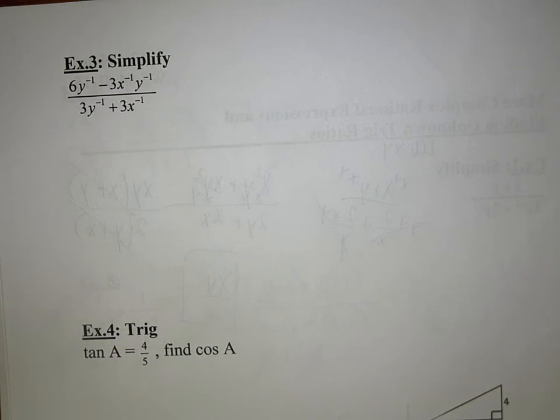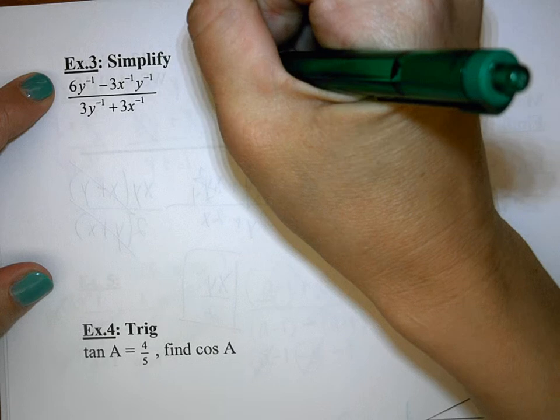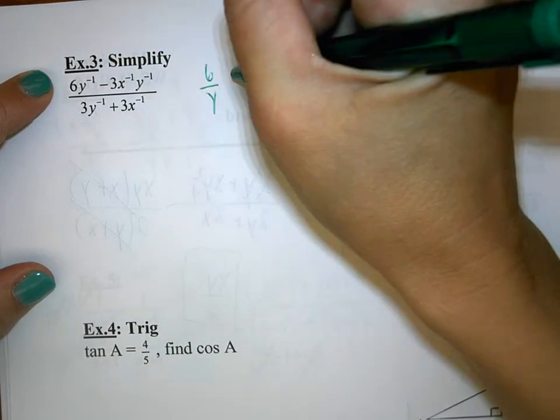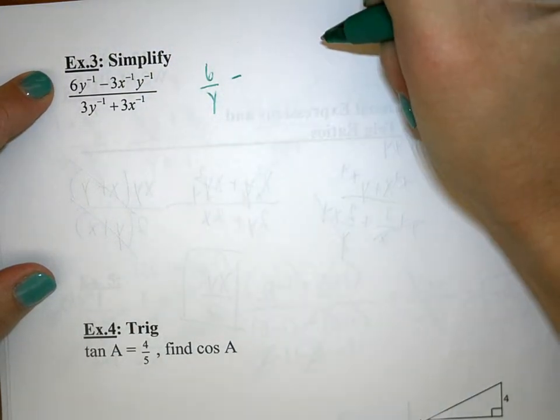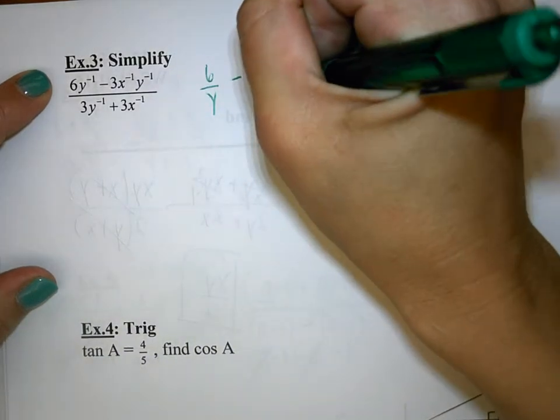Do you guys think you can do this one on your own? Okay, so what's our first step? Okay, let's get rid of our negative exponents. For time's sake, we're going to just do this together. So my first term is going to be what? 6 over y. Very good. Minus, what's going to happen with my second term? 3 over x, y.